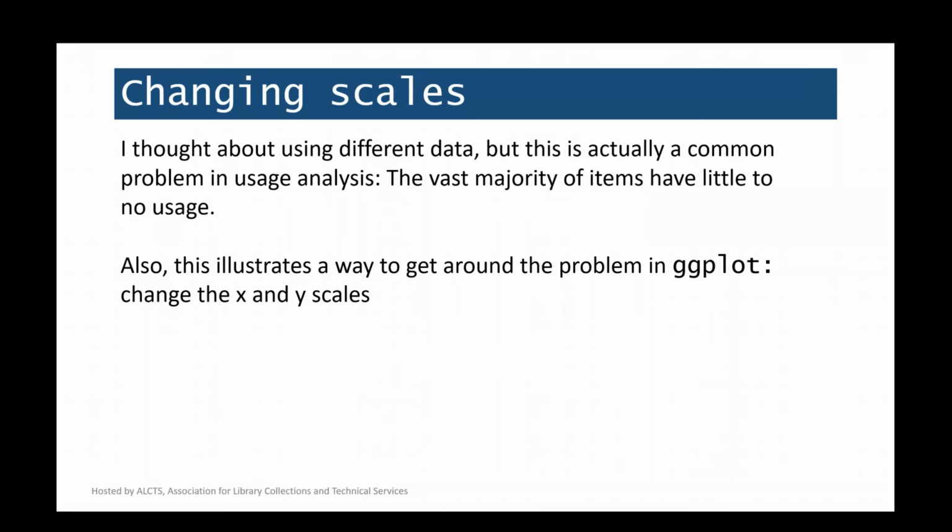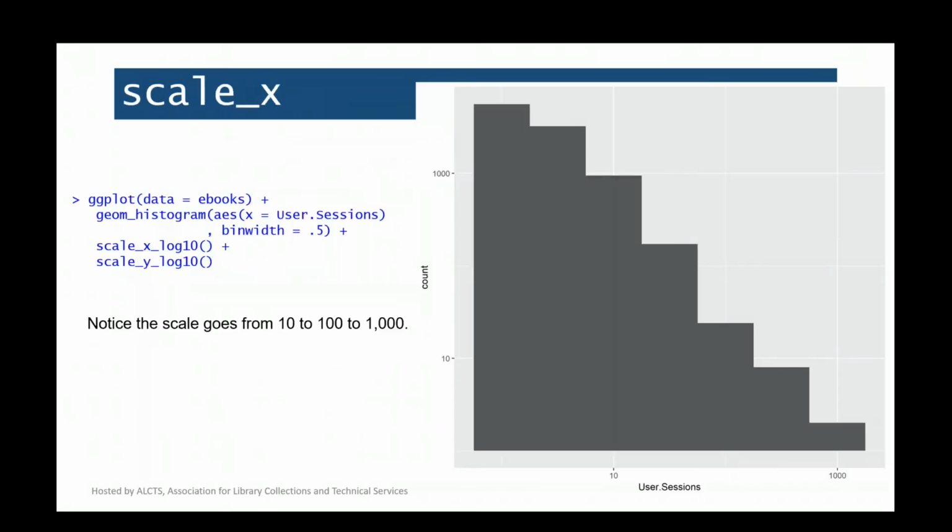And the way that we're going to get around this problem and create a visualization that is actually meaningful is to change the scales on the X and Y axis. And we do that in this way. We call ggplot again, and we call geom histogram. I changed the bin width there. I'm not going to talk about what that means. But then look at the last 2 lines of that expression. I changed the scale of X to be what's called a logarithmic scale, and I changed the scale of Y also to be a logarithmic scale.